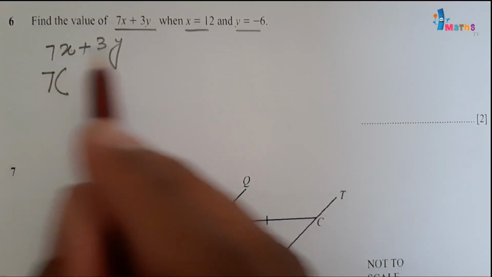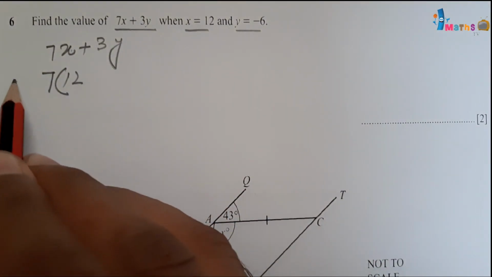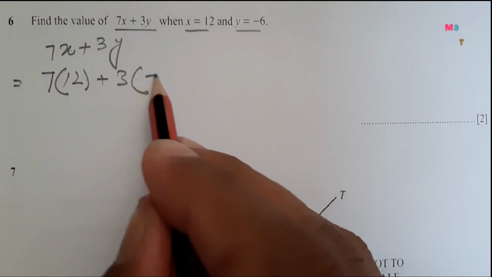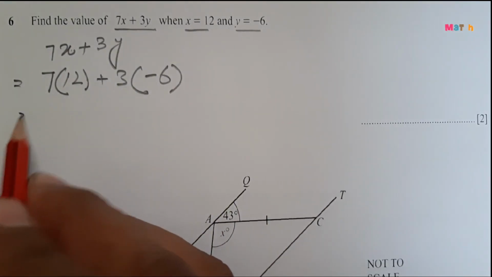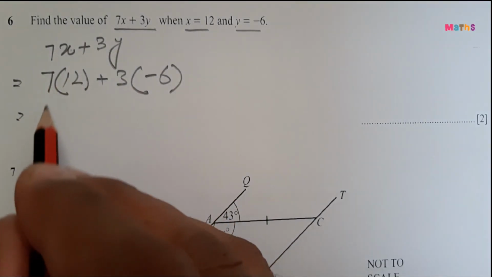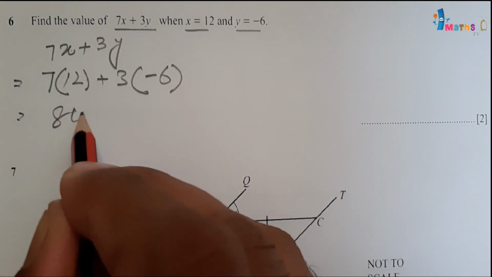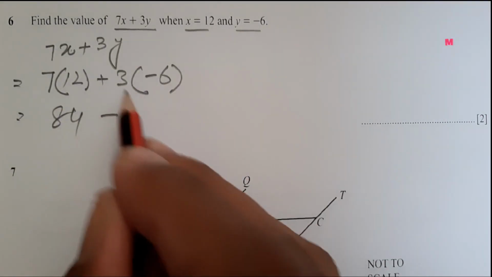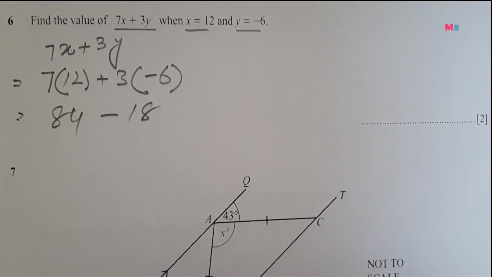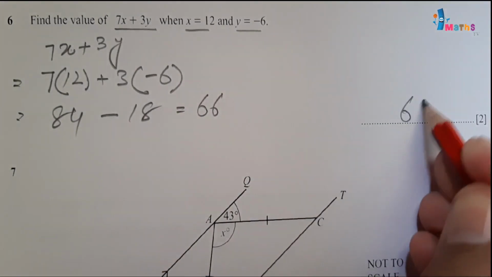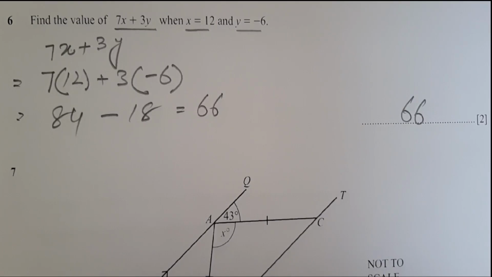So we'll replace the value of x, which is 12, and plus 3 into y, which is minus 6. We can use a calculator also, otherwise simple mental mathematics we can use. So it will be 84 and minus 18. So 84 minus 18 will be 66. So our answer will be 66.